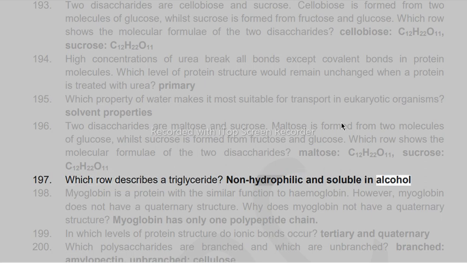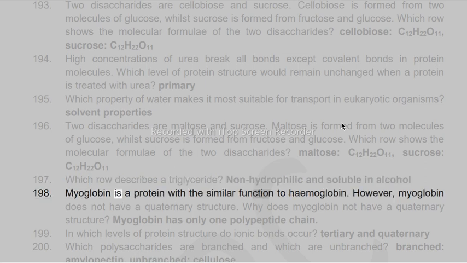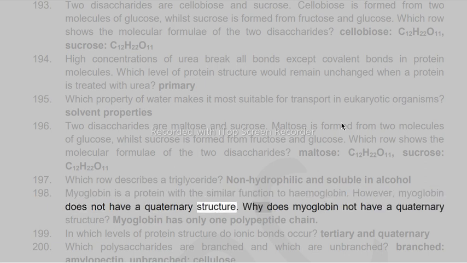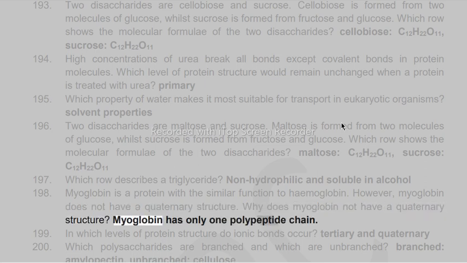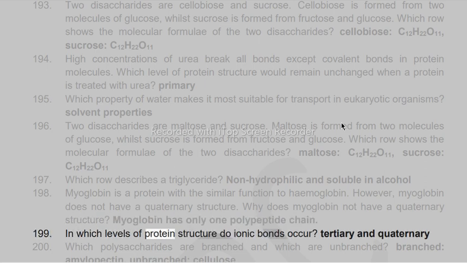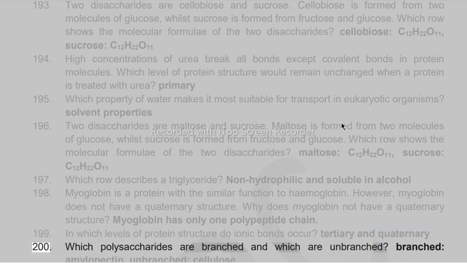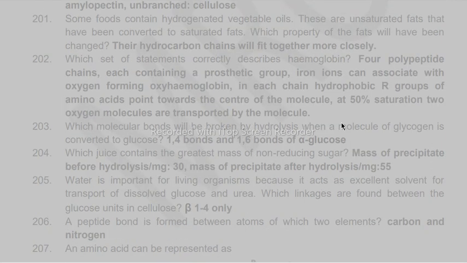Non-hydrophilic and soluble in alcohol. 198. Myoglobin is a protein with a similar function to hemoglobin. However, myoglobin does not have a quaternary structure. Why does myoglobin not have a quaternary structure? Myoglobin has only one polypeptide chain. 199. In which levels of protein structure do ionic bonds occur? Tertiary and quaternary. 200. Which polysaccharides are branched and which are unbranched? Branched, amylopectin; unbranched, cellulose.